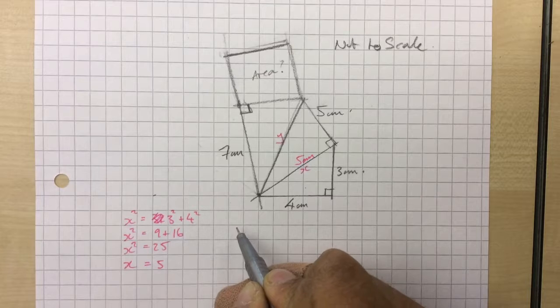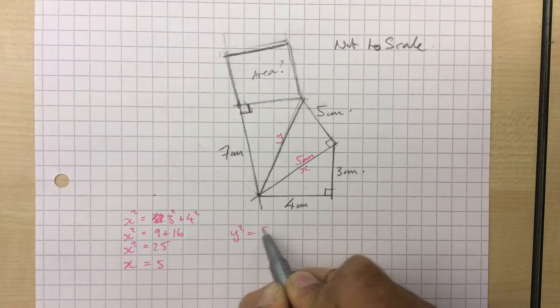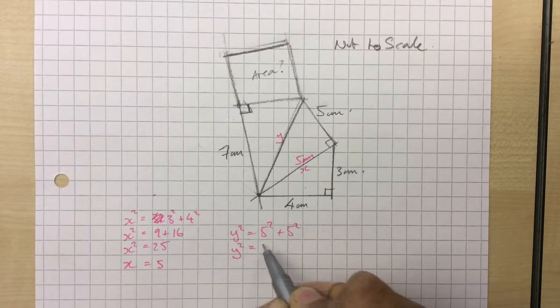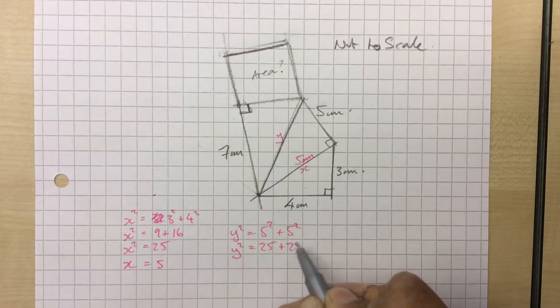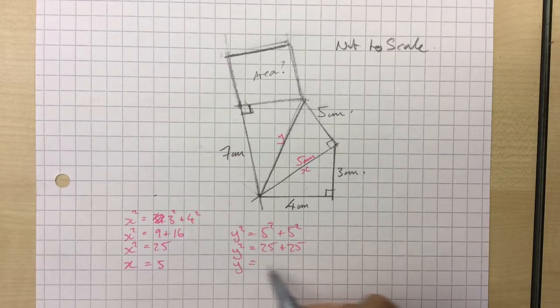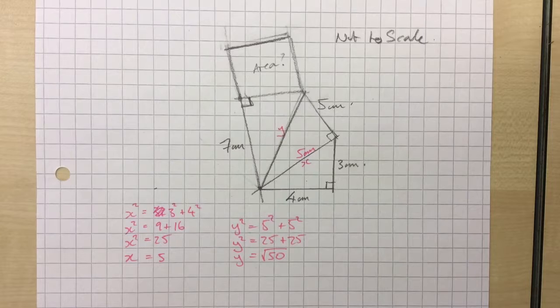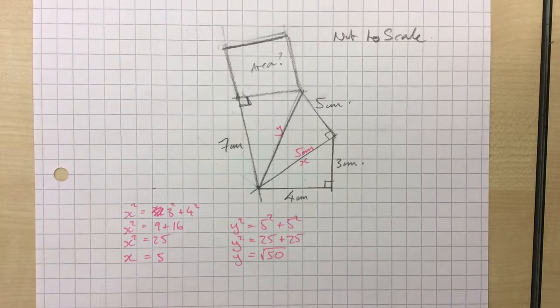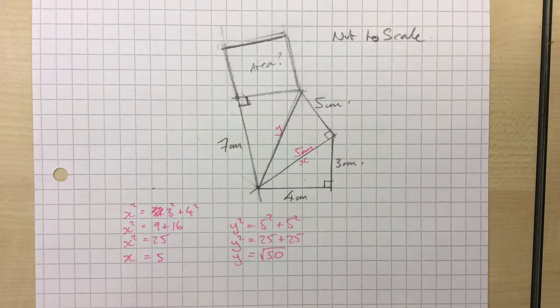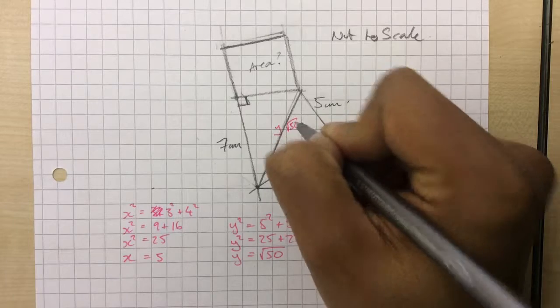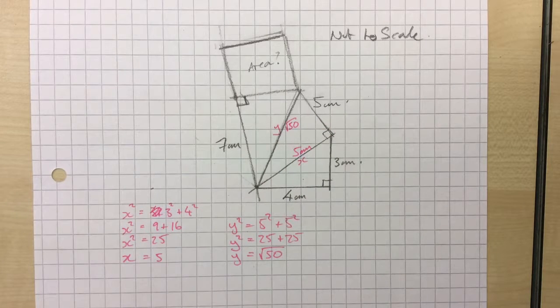So y squared equals 5 squared plus 5 squared. y squared equals 25 plus 25. So y is equal to the square root of 50. Now I'm not going to simplify that. I'm not going to work it out to 3 significant figures just yet, because I know I've got to use y squared later on. So I'm just going to write here root 50. Leave it as an exact answer sometimes, because it's in the middle of a question.